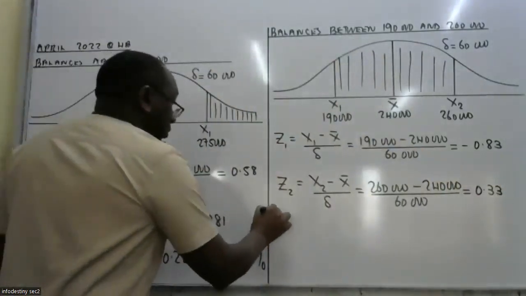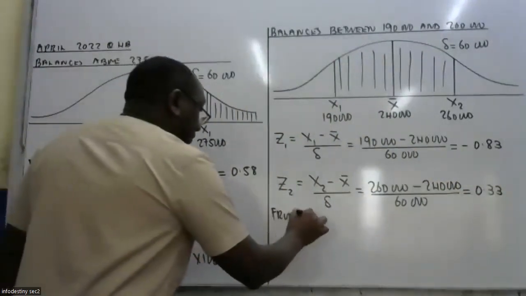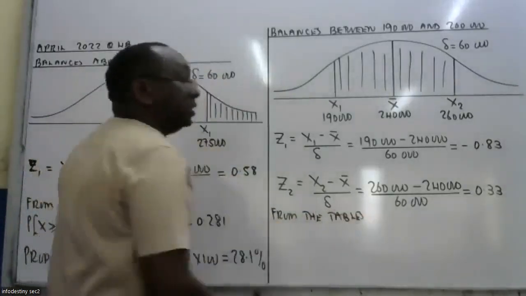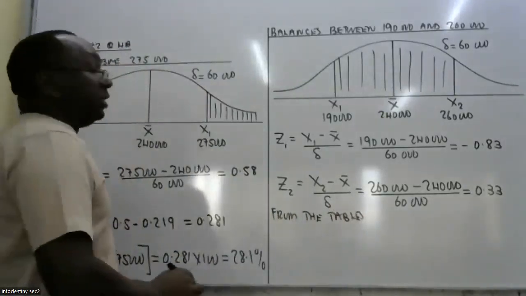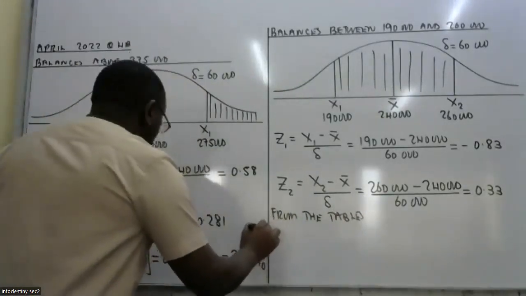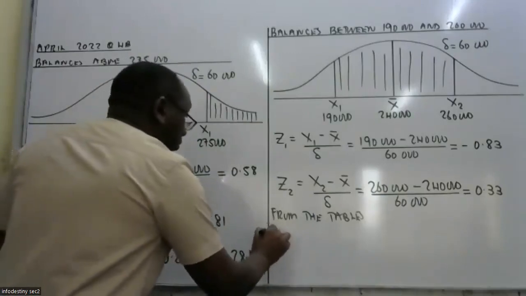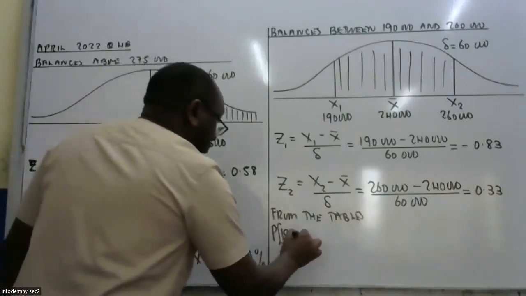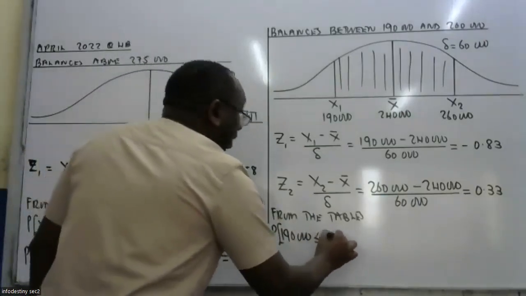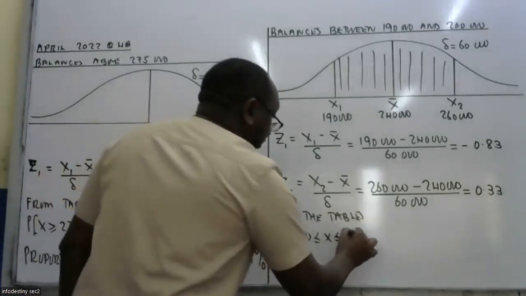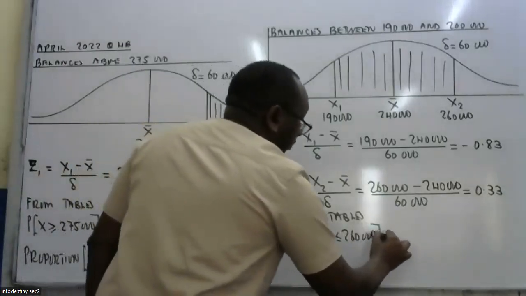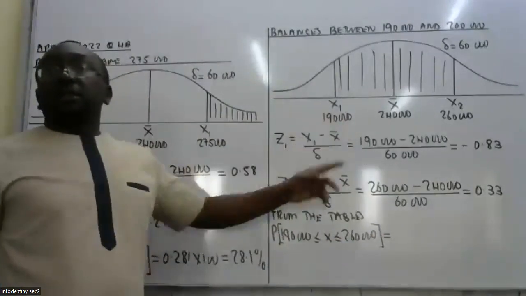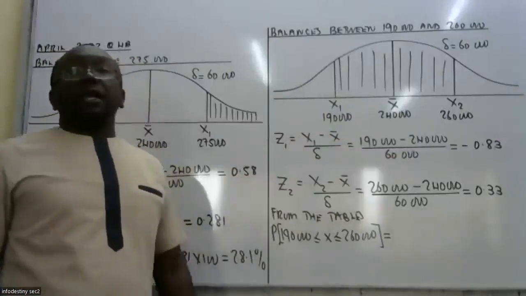So from the tables, we always write the words from the tables because there is another formula that is supposed to be used, but it's a bit difficult. That's why we avoid it, use the tables. So probability that we are between 190,000 and 260,000, see this one now, how are we going to do it? To add.